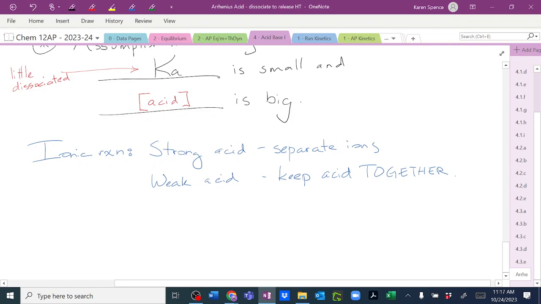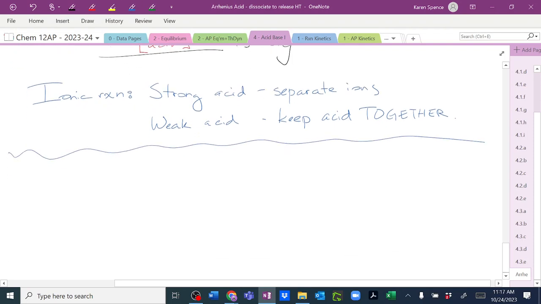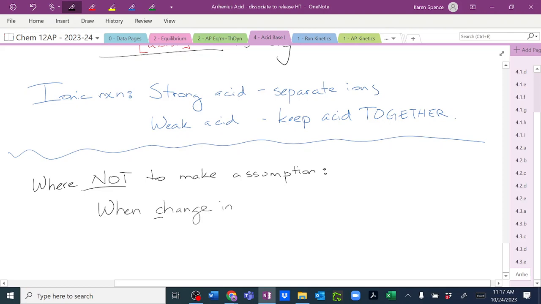Now, let's look at a case where you would not make that assumption, but you won't make it because you wouldn't have to use a quadratic anyway. So let's look at a case like that. When the change in concentration is an actual number and not X.